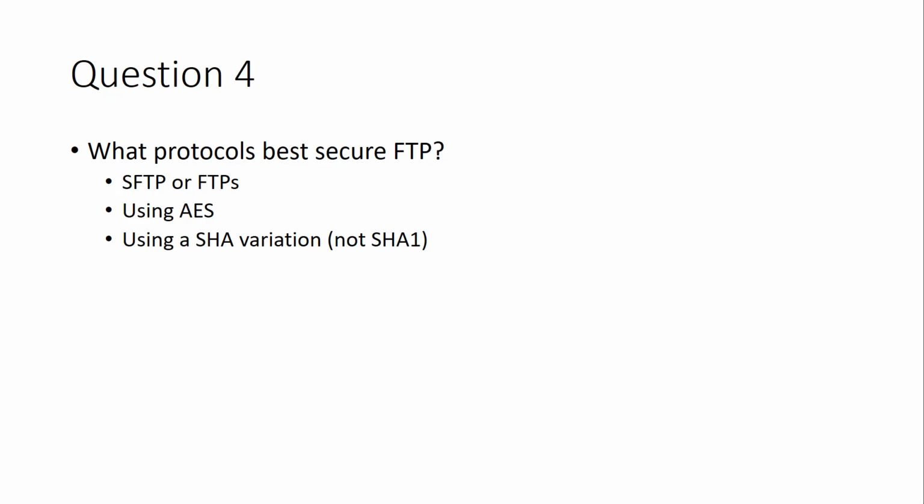If we're having to do a hash, we're looking at a SHA variation. We do not want to have a SHA-1 variation. SHA-1 is no longer feasible in today's marketplace. If it has a SHA-1 hash, most vulnerability scanners will flag it as no longer appropriate.